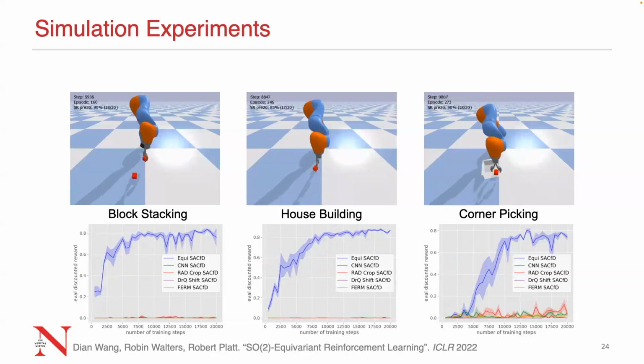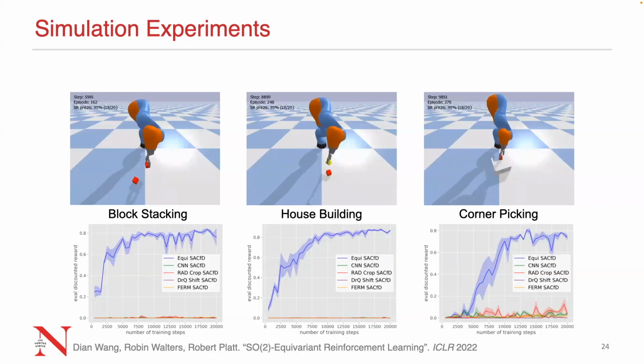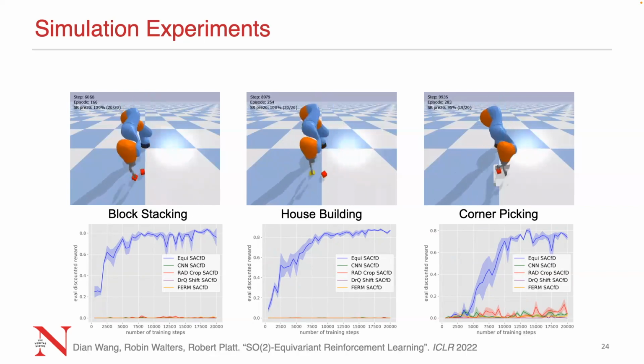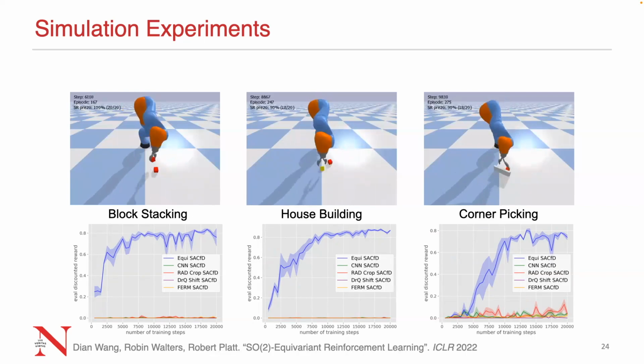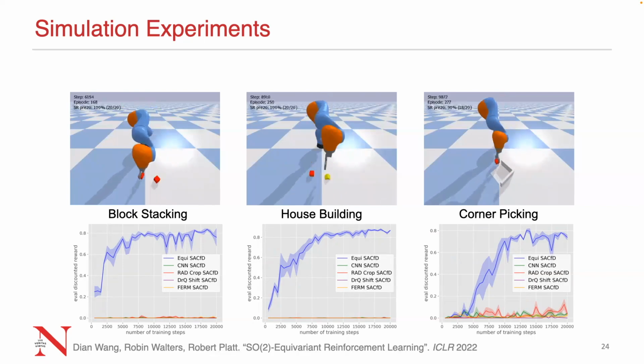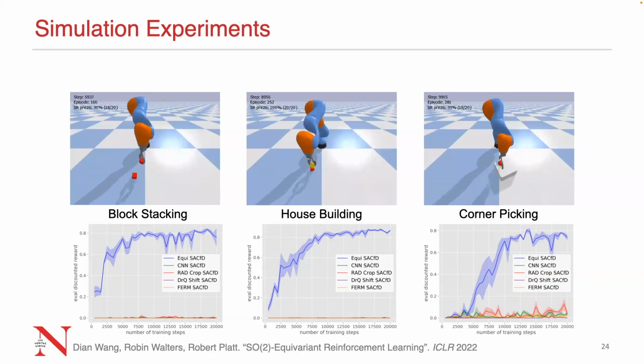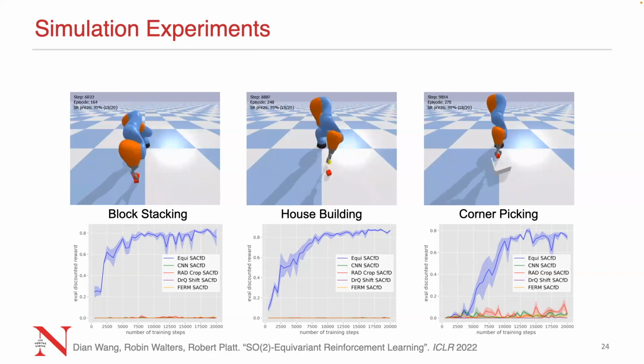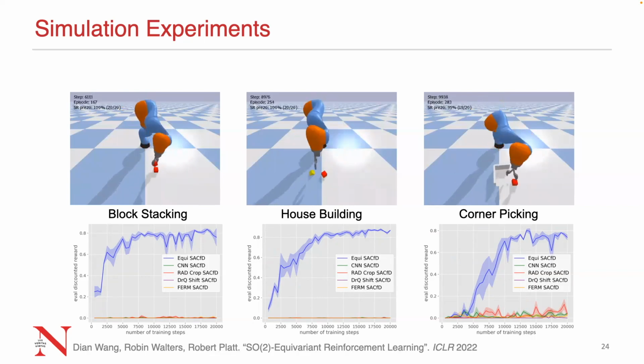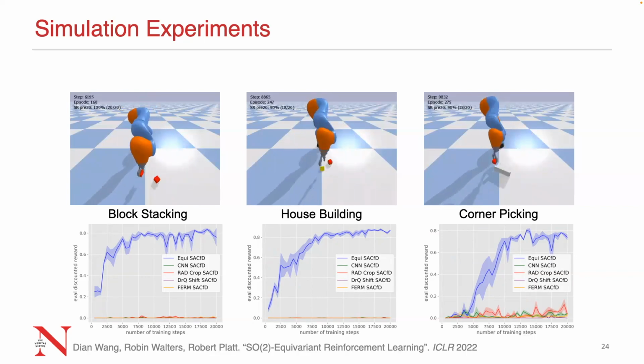Yeah, and we also tried to solve some more challenging tasks. Like here we have block stacking, right? The robot needs to stack 2 blocks on top of each other, and then house building, similar to block stacking, but it's stacking 2 different types of objects. And then corner picking, the robot needs to nudge the object out from a corner and then pick it up. So those are more challenging than what we have seen in the previous slide.